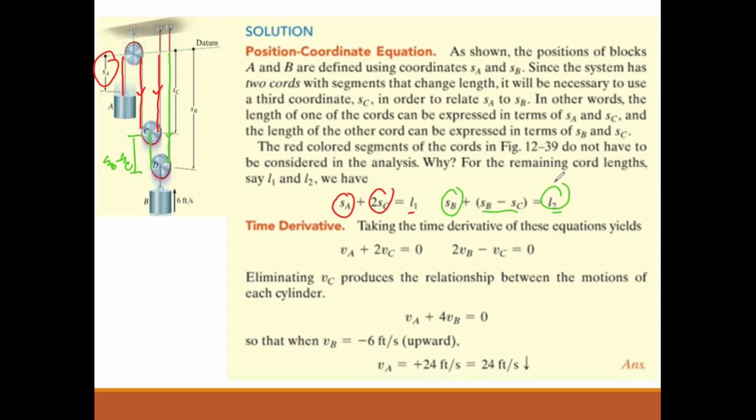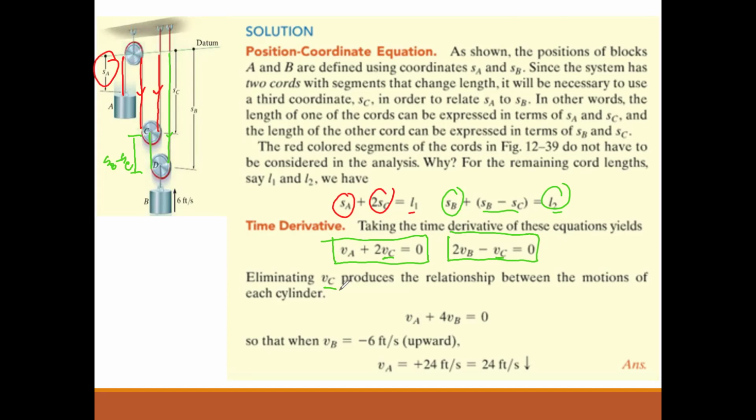After we take the first derivative, we have two relationships. For this case, we can solve by using these two equations. We can eliminate VC. This is the mathematics; you can do it by yourself. Actually, you multiply this equation by 2 and then eliminate terms, and you obtain this equation. After you get this equation, you know velocity B: VB is 6 feet per second, but the problem gives us that it goes up.